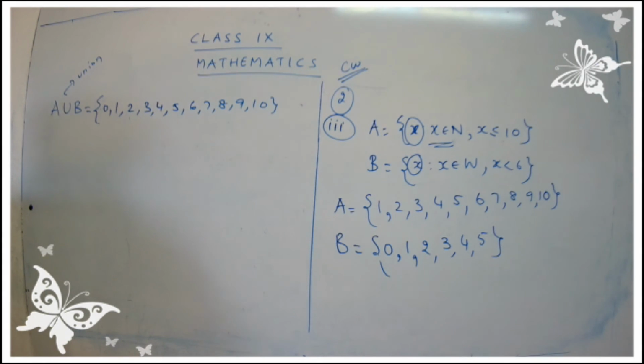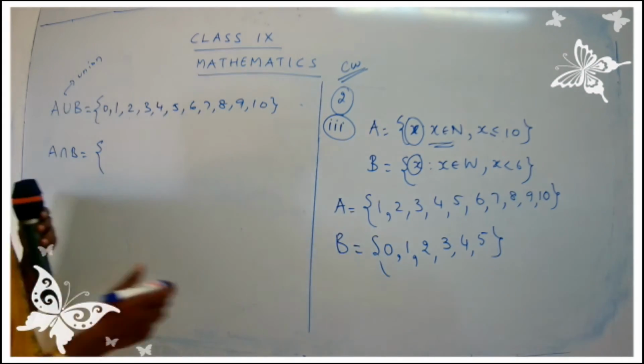Now let's go for A intersection B. This is very, very easy. Tell me what is common for A and B, children? What is same for A and B? Think and give me the answer. It's very easy. What is same? Intersection means same. What is common for A and B? Yes. 1, 2, 3, 4, 5.